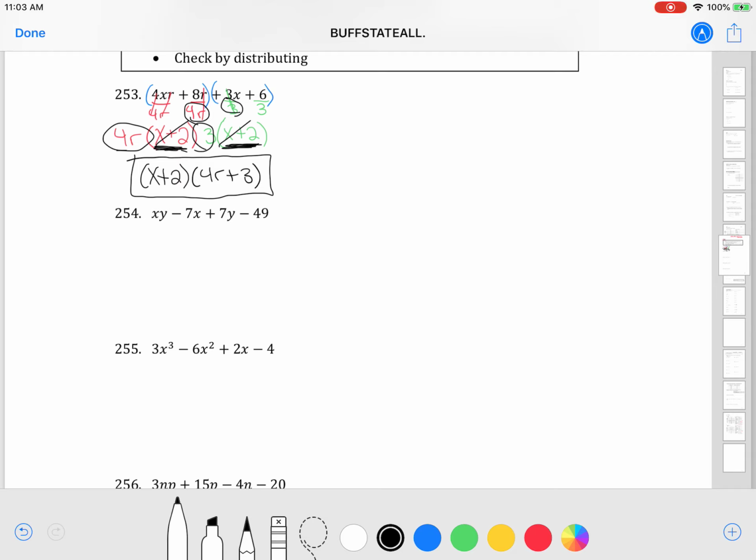Now that can be checked. I'm not going to waste your time and show you the check because it's the same method of the check that we did in the DOPS method. If you want to look at my answer key and see all of these checks and how to do them, you are absolutely welcome to.